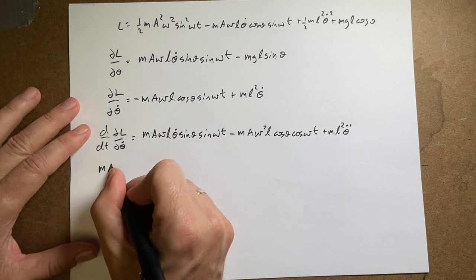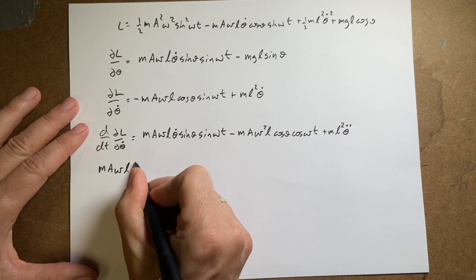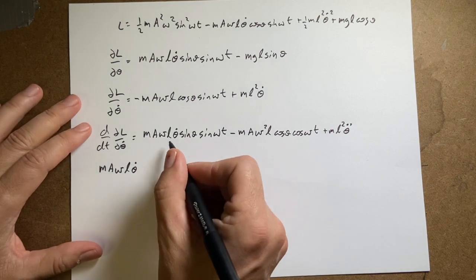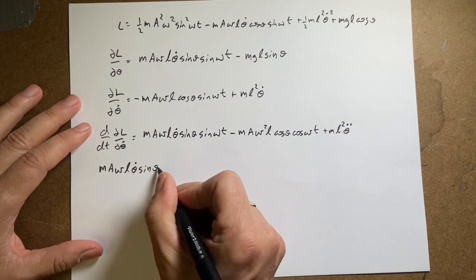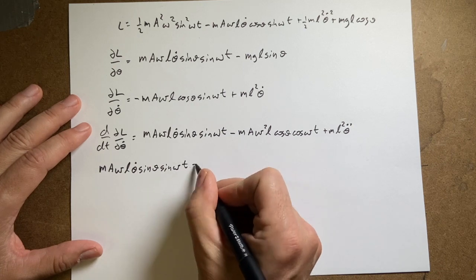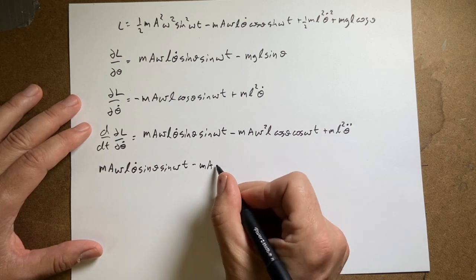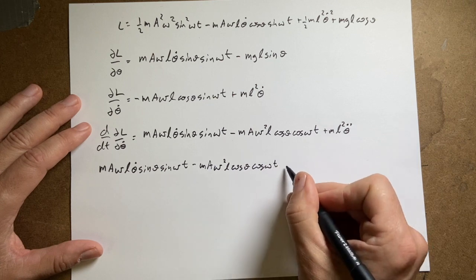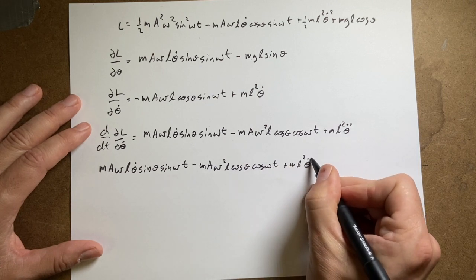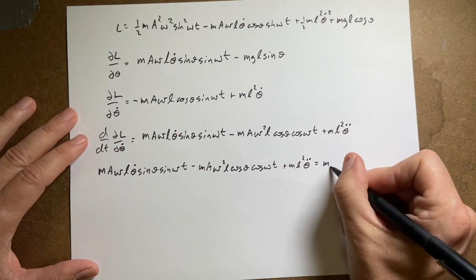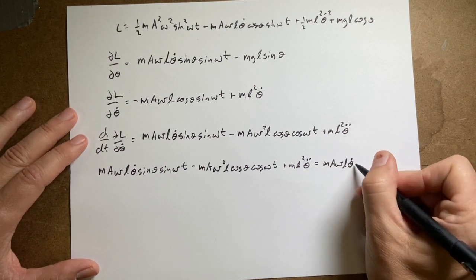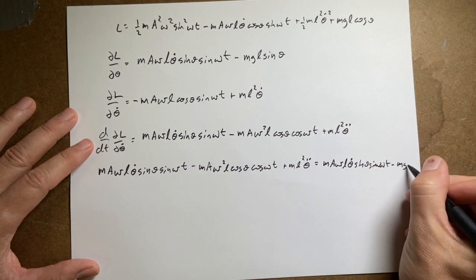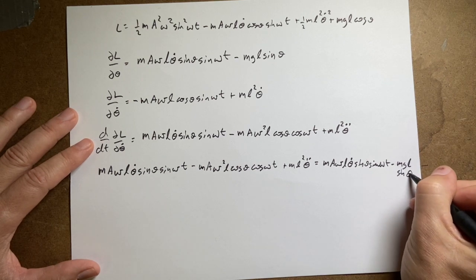I get m a omega L theta dot. You know, I just want to point out, not skipping steps is very useful here because there's a lot of stuff going on, and now I stopped. I'm probably going to make a mistake because of that, but sine omega t minus m a omega squared L cosine theta cosine omega t plus m L squared theta double dot equals this, m a omega L theta dot sine theta sine omega t minus mgL sine theta. I ran out of room.